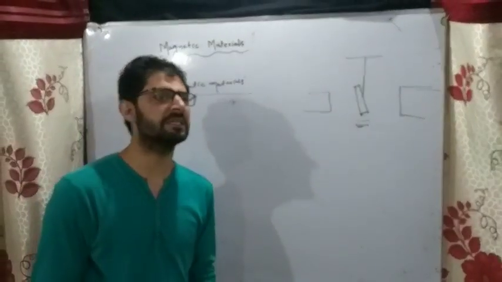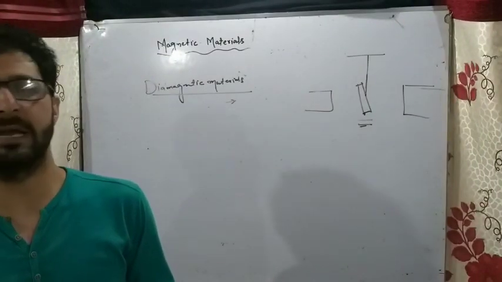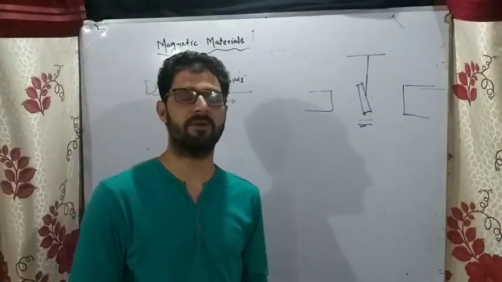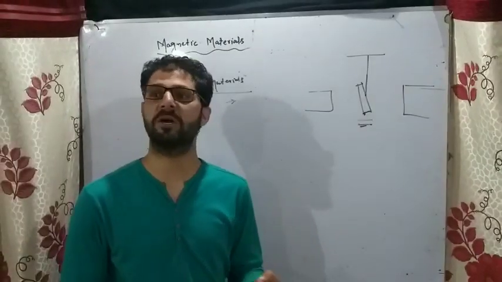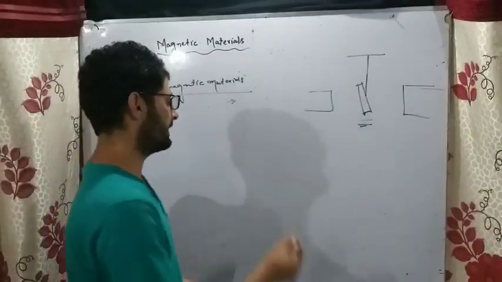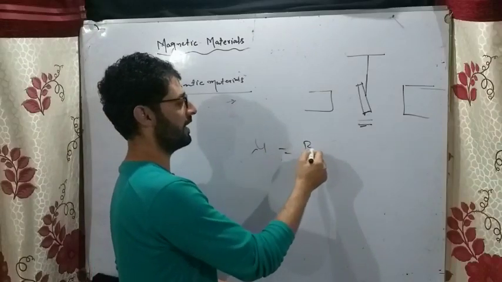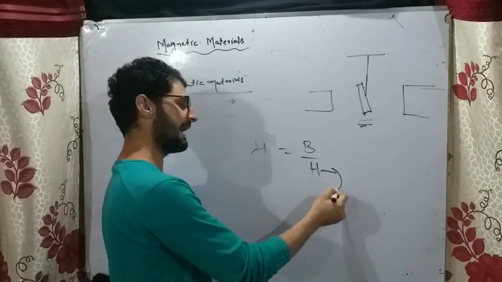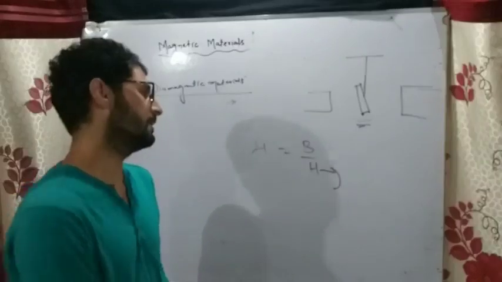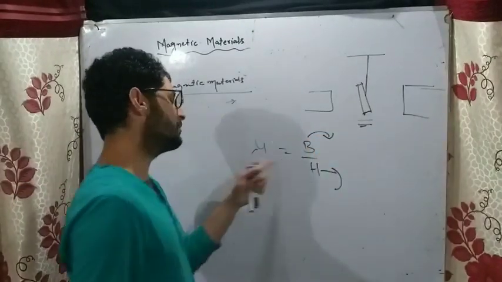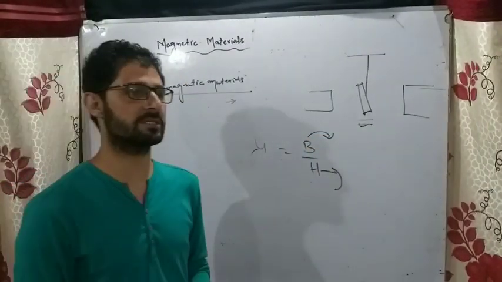And the third thing is magnetic permeability. What is magnetic permeability? It is the magnetic field induced per unit magnetizing field. Magnetic permeability mu is B divided by H, where H is the magnetizing force or magnetizing field. This is the magnetic induction per unit magnetizing field in a substance.